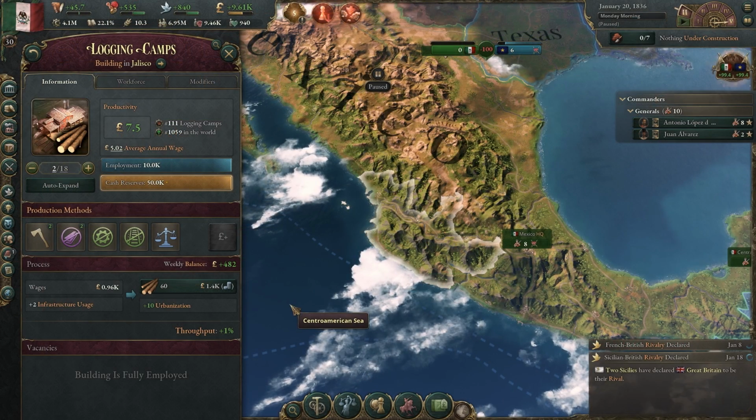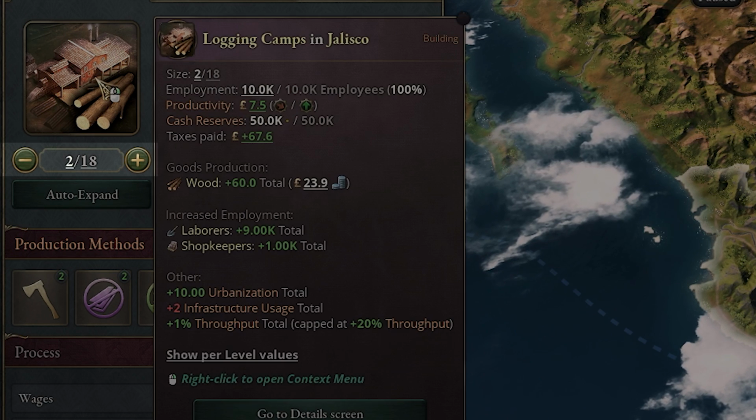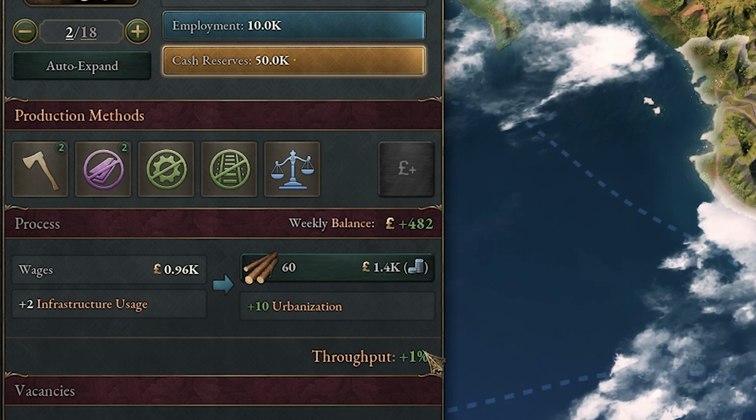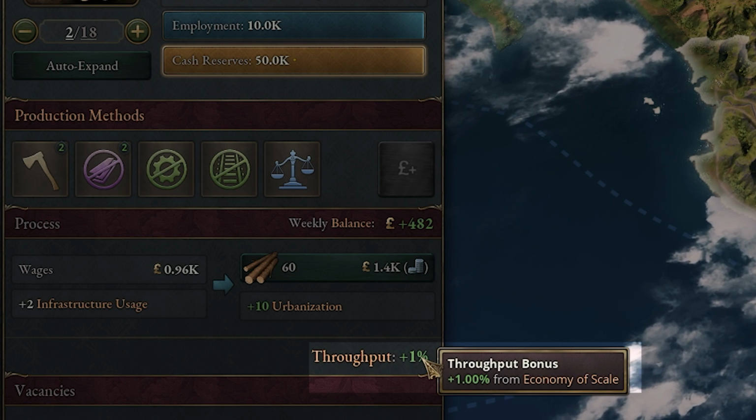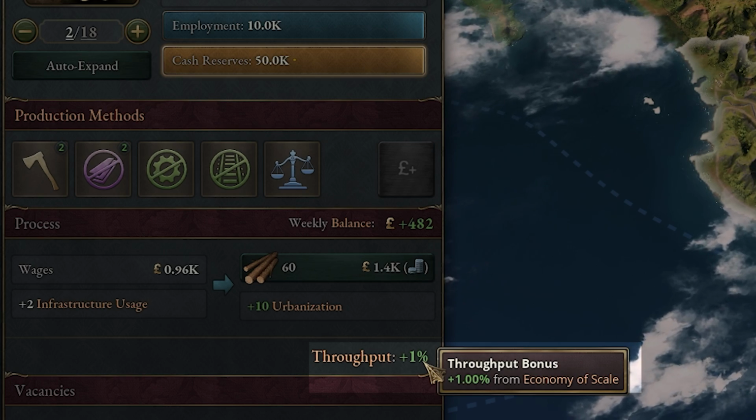Another way to increase your throughput is by increasing the levels of a given industry. So as we do that, you'll also get more of the product. So we'll get more wood if we increase this to level 3, but you also get more throughput. And you can see here that for every additional level above 1, you'll get 1% more throughput, which means more product.